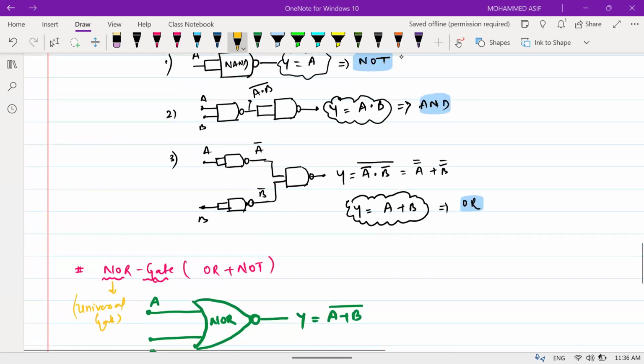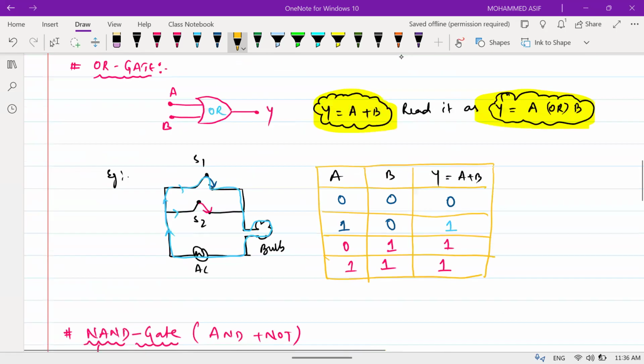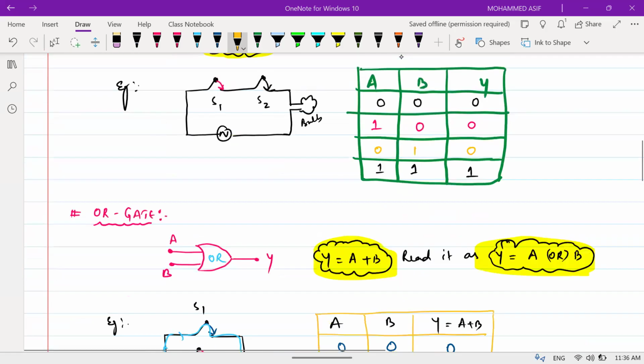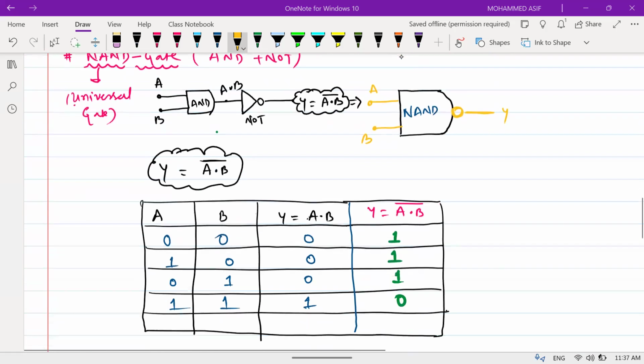So these gates are in our syllabus. Among the logic gates we have the AND gate, NOR gate, OR gate, and the universal gates, the NAND gate as well as the OR gate.